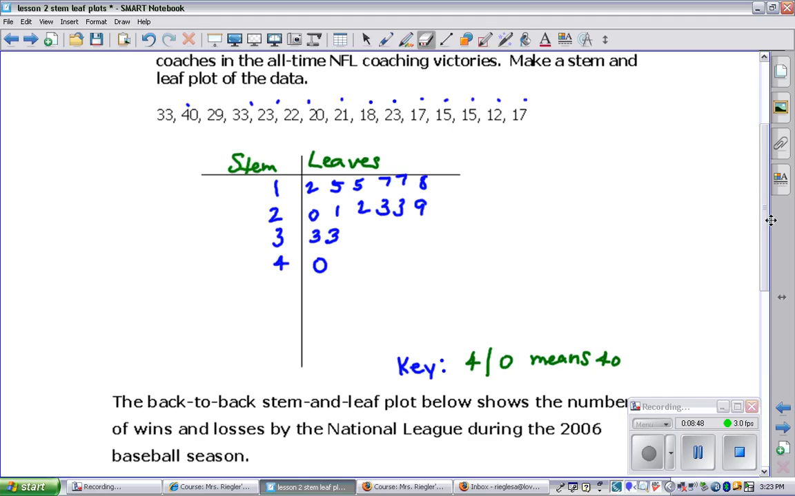And then make sure you have a key. Now your key doesn't have to be the same value I chose, but it does need to be something that's actually on the stem and leaf plot. Otherwise, it seems pretty silly to put a key using a number that doesn't even exist up here. So I chose 40. So 4, then the bar and 0 means 40. As long as you chose something up here, your key can be different. All right, so hopefully you have the basic idea down.